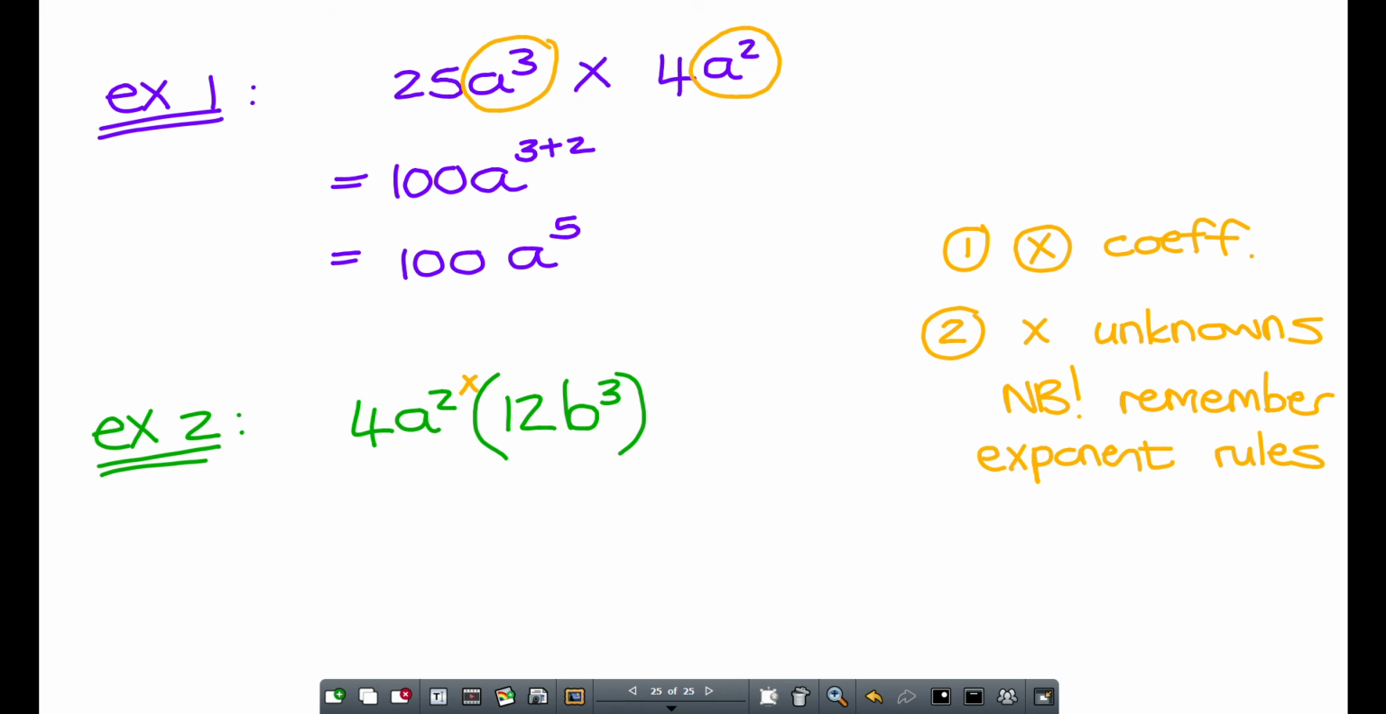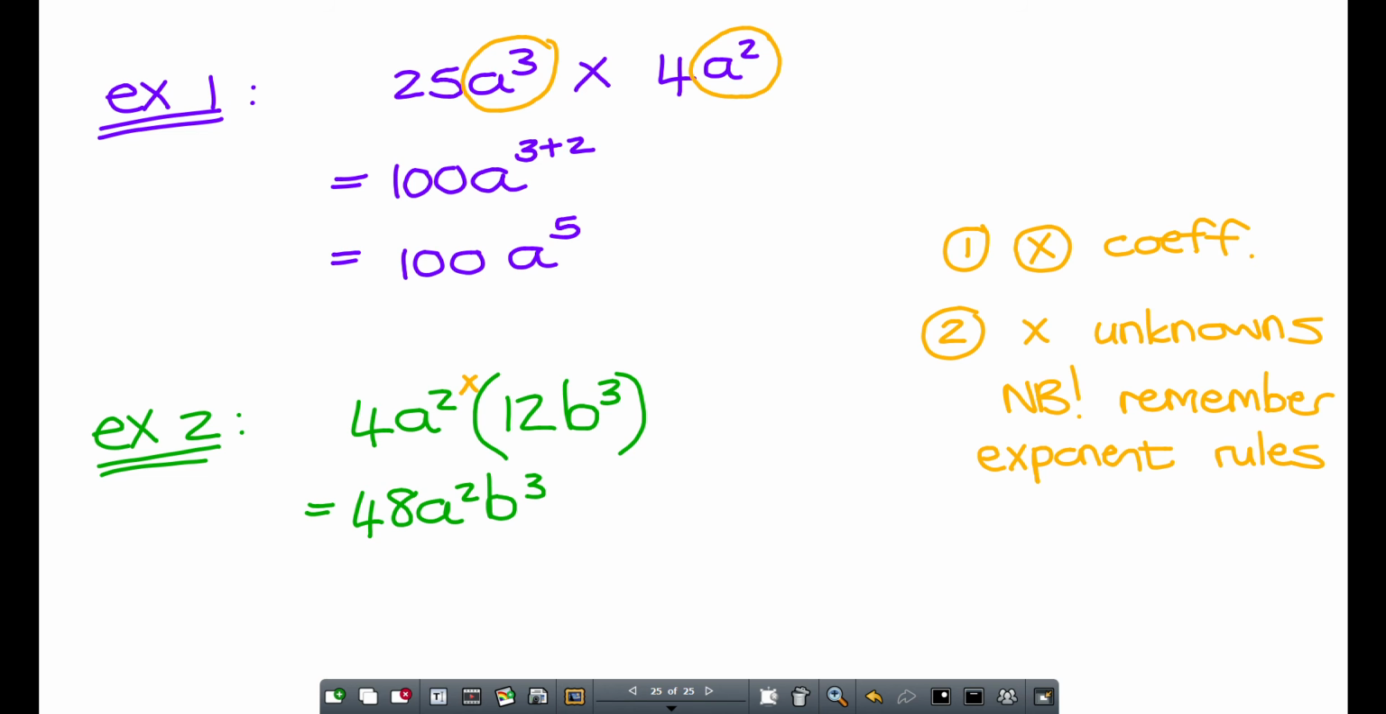Okay, right, so can you guys guess what this would be? We start with the coefficients. So what are we going to multiply? 4 times the 12, which gives me 48. Okay, 48. And then we multiply the unknowns. Now, can you see I've got a base of a and a base of b? So could I use exponent rules? No. So it's going to become, I'll be very specific, a to the power of 2, b to the power of 3. So that's going to be your answer.